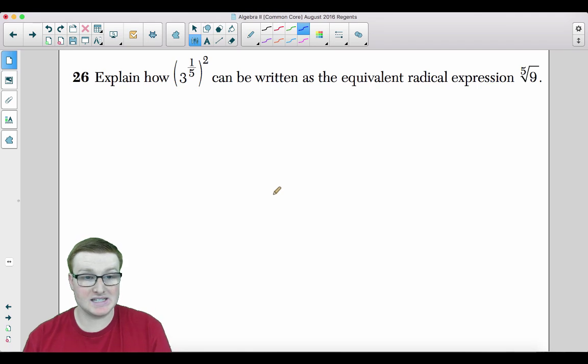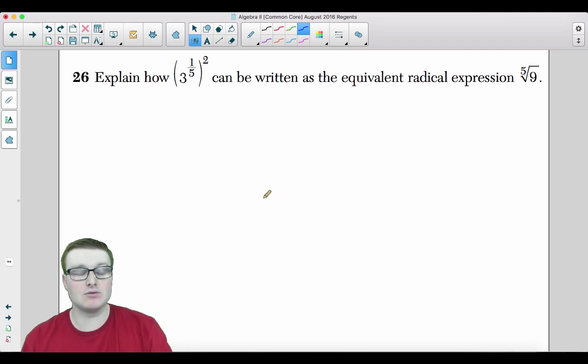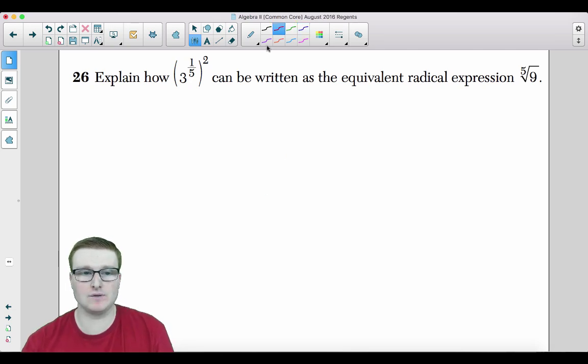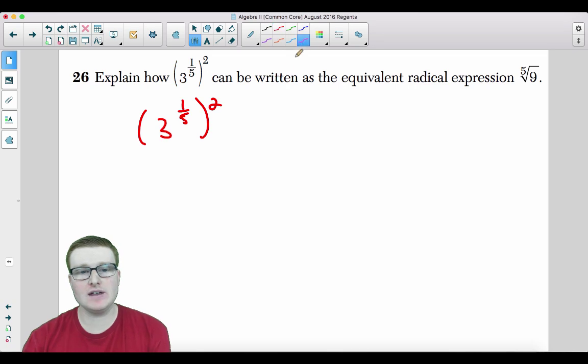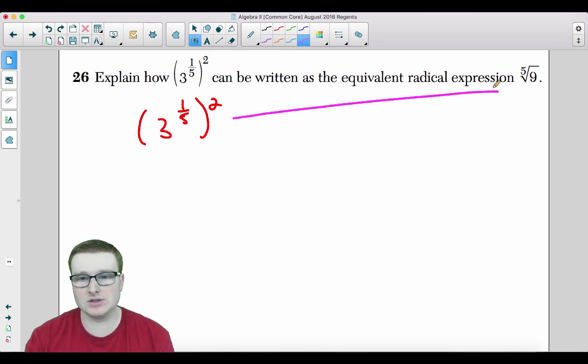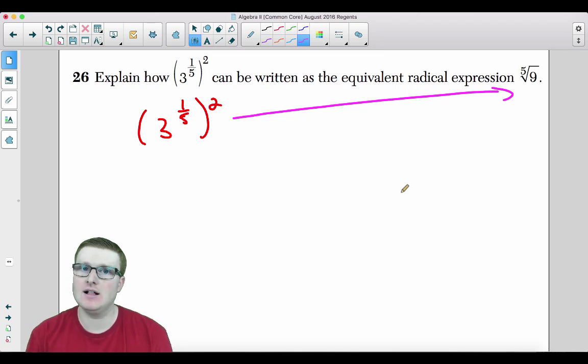Moving on to number 26. Explain how 3 raised to the 1/5 raised to the 2nd power can be written as the equivalent radical expression, the 5th root of 9. Okay, so let's talk about a couple things. 3 raised to the 1/5 squared. The first thing that I want you to do is to actually show that this equals this by using actual math. Then you have to explain it in words.